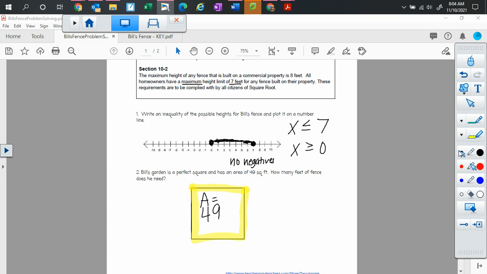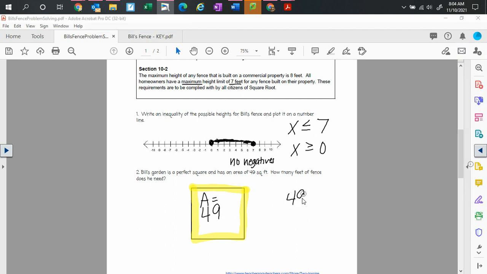So if we have our area, we need to figure out how long the sides are. If you remember when we first started talking about square roots and we were talking about squares, we could take the square root of the area and that would actually give us the length of the side. So the side is equal to the square root of 49, or 7. So going around the outside, all of our sides would be 7. Perimeter of this square is going to be 4 sides that are 7 each. So our perimeter is going to be 28 feet. So he would need 28 feet of fence in order to go all the way around the outside here.